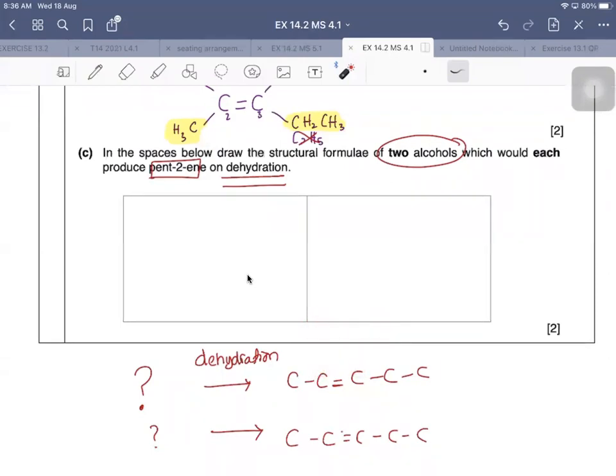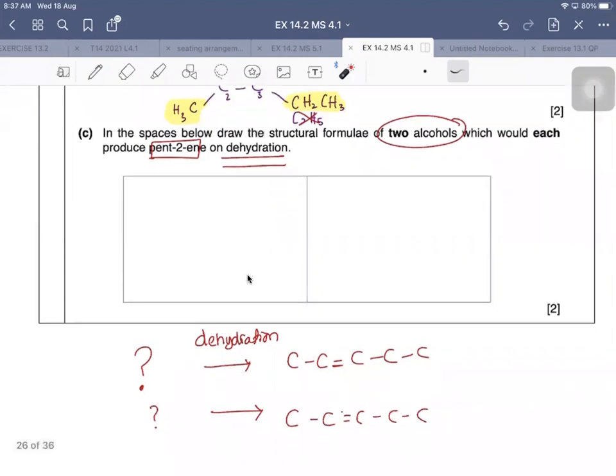So why are there two alcohols? Because of the possible position. There are two possible positions where you can put the hydrogen and where you can put the OH. As you can see just now, I've decided to put my hydrogen on the second carbon and the OH on the third carbon. So what if I swap the position? OH is now on the second carbon, hydrogen is now on the third carbon. If I inspect these two compounds, they are two different compounds.